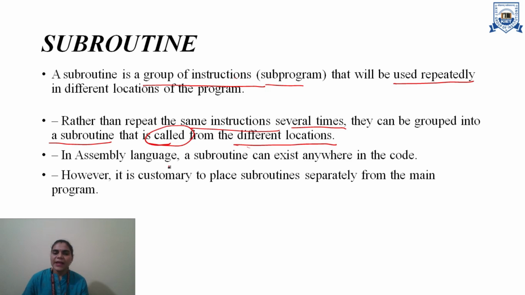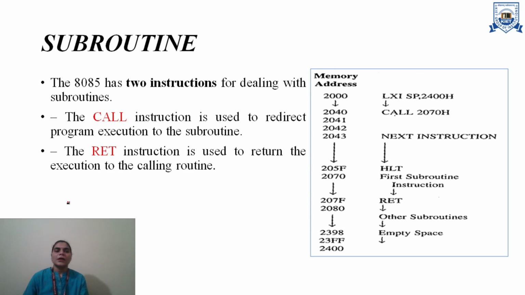In assembly language, a subroutine can exist anywhere in the code. And it is customary to place subroutines separately from the main program. We cannot define the subroutine within the main program. In 8085, we have two instructions to implement subroutines: call instruction and return instruction.